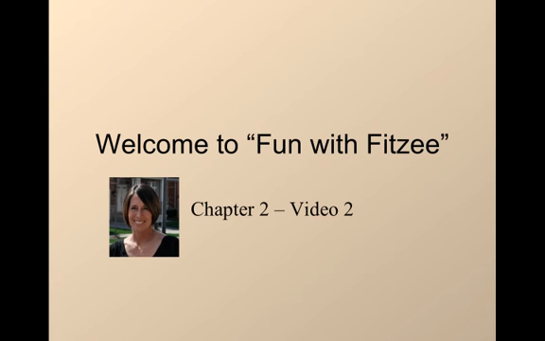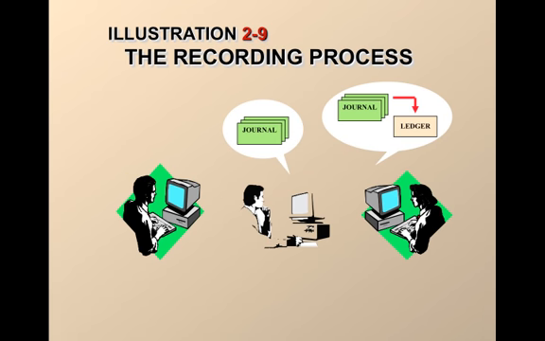This is Chapter 2, Video 2, and we're going to be talking about the journal and journalizing. As you know, one of the steps of the accounting cycle is to record. And what that means is to actually record the transactions. And before we put the transactions into the T account or the ledger, we need to record it in the journal, which is also known as the Book of Original Entry.